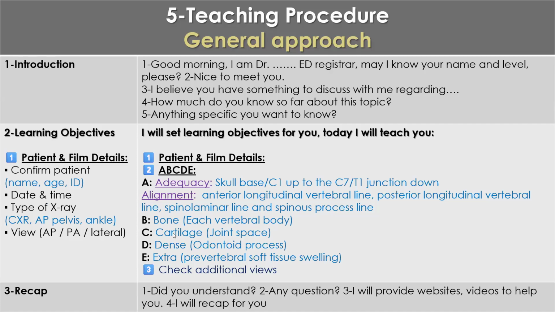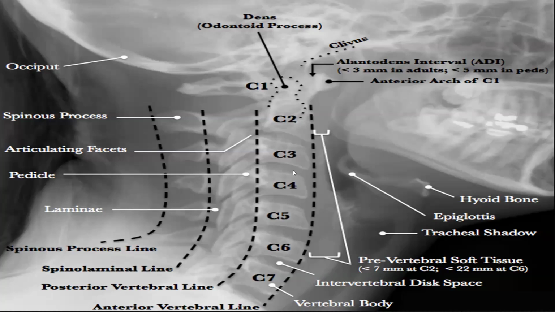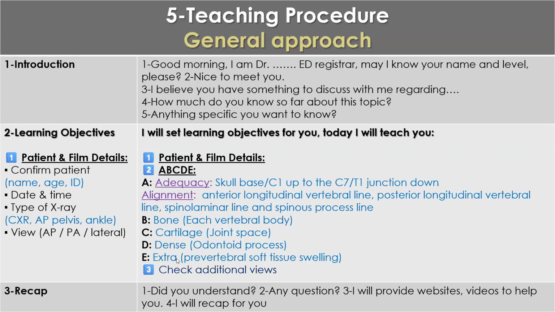Cartilage, that means joint space, and we will trace from above till down. Each cartilage space should be equal. If we find that any space is narrow or wider, that means there is any injury of the cartilage or ligaments. Okay, what is the next point?